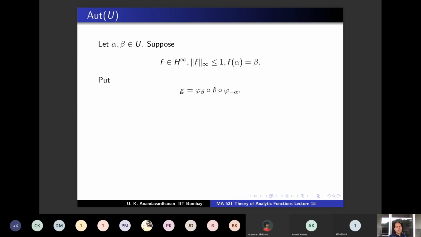And you get g, and you also see that mod g(z) is less than or equal to 1. Because the modulus of phi alpha of z is strictly less than 1, the modulus of f of that is less than or equal to 1, and therefore the modulus of phi beta of that is less than or equal to 1, because phi beta takes boundary to boundary and U to U. So the modulus is less than 1 if it's in U, and on the boundary it's equal to 1. So in general it's less than or equal to 1, which is still true for g.